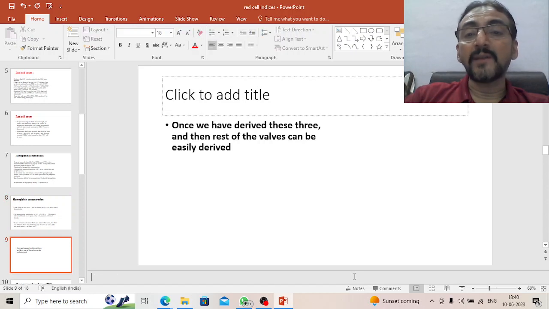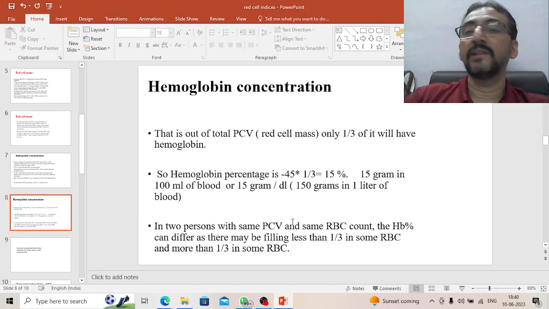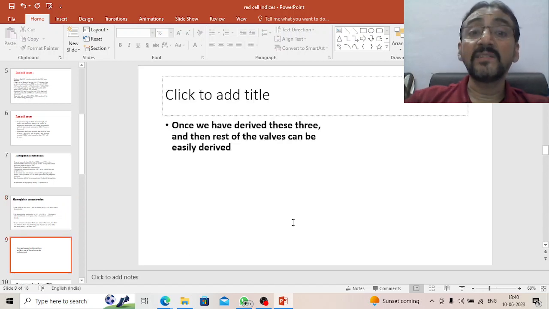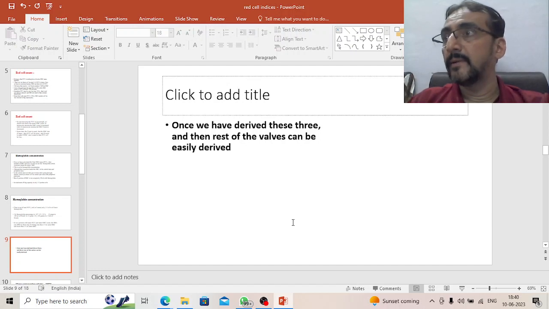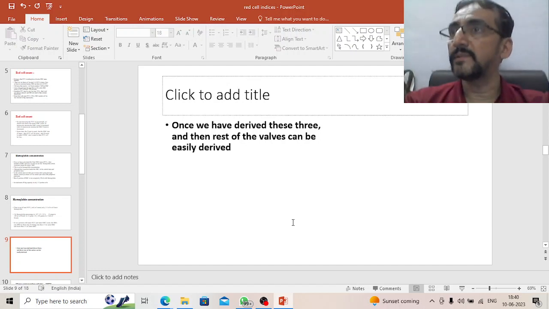So this is how we have derived these three important things. One is red cell count, PCV, and hemoglobin concentration. So once these three get derived, जब हमें ये तीन वैल्यू मिल गया, so what is that? PCV is 45%. We know that. Red cell count is 5 million, and hemoglobin percentage is 1/3. That is almost 15 grams in 100 ml of the blood. 15 grams in the 100 ml of the blood.